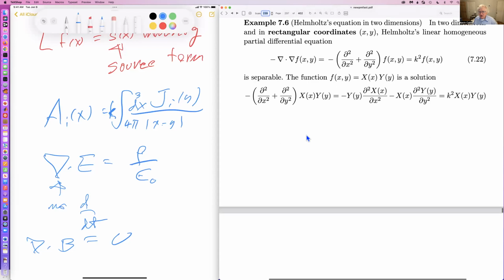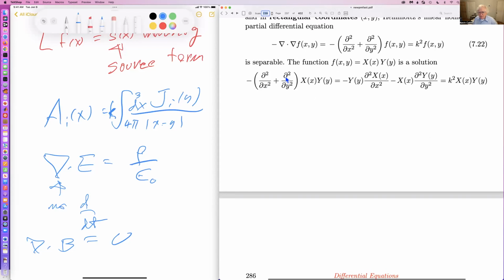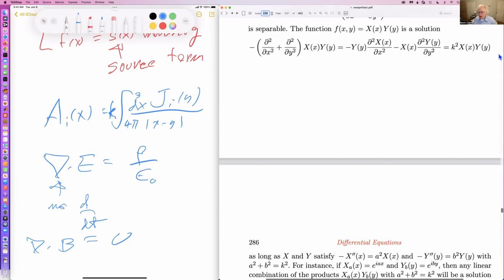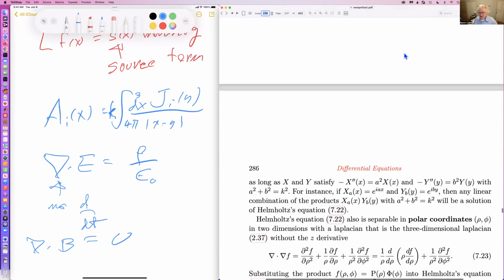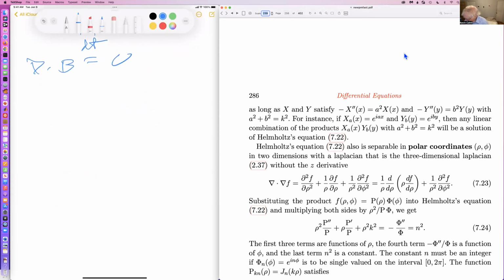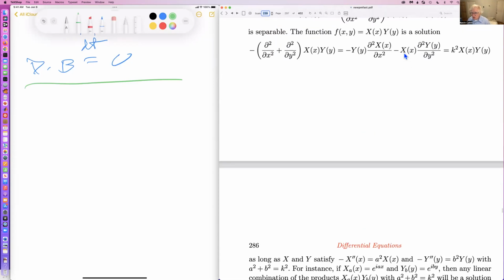When we substitute it in here, this operator acting on it, the d by dx squared just acts on the x, and the d by dy squared just acts on the y. So we get these two terms, and they have to be equal to k squared xy. Now we divide by xy. When we divide by the product xy, the y cancels here and the x cancels there.